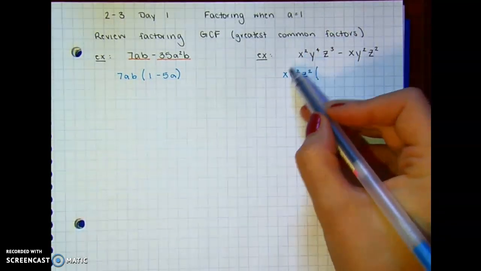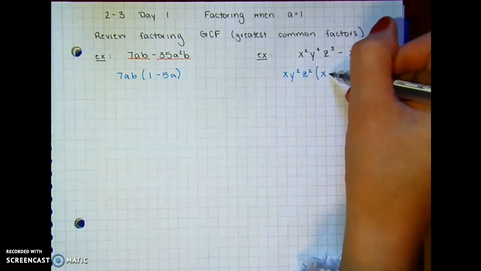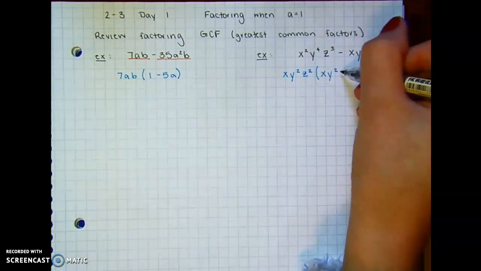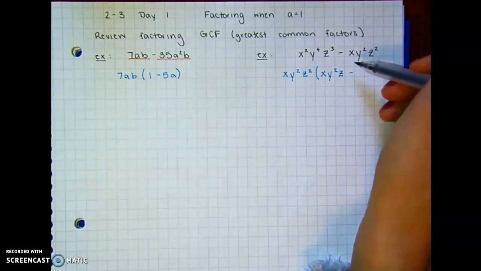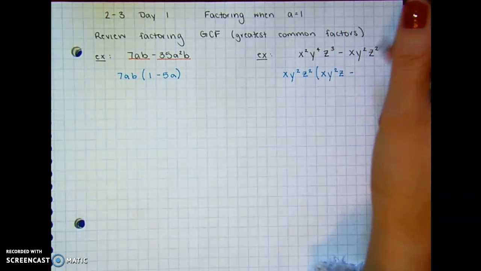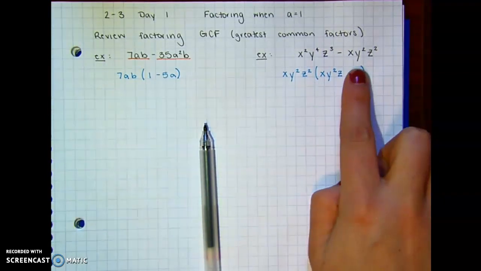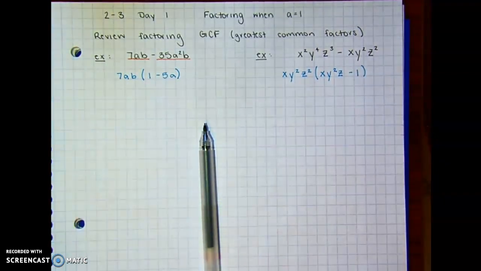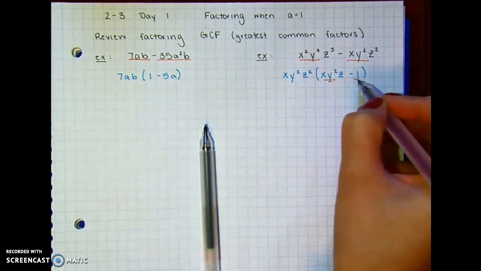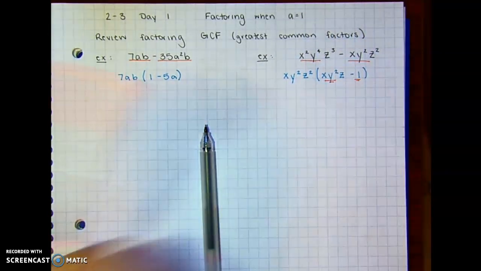And what am I left with? So x squared divided by x is x. Y to the 4th divided by y squared is y squared. Z cubed divided by z squared is just z. X divided by x is 1, y squared divided by y squared is 1, z squared divided by z squared is 1, so we're just left with a 1. Now a common mistake is to just get rid of this and say it's that answer, but because we started with 2 terms, you still have to have 2 terms inside your parentheses. And you can always check your work by redistributing.